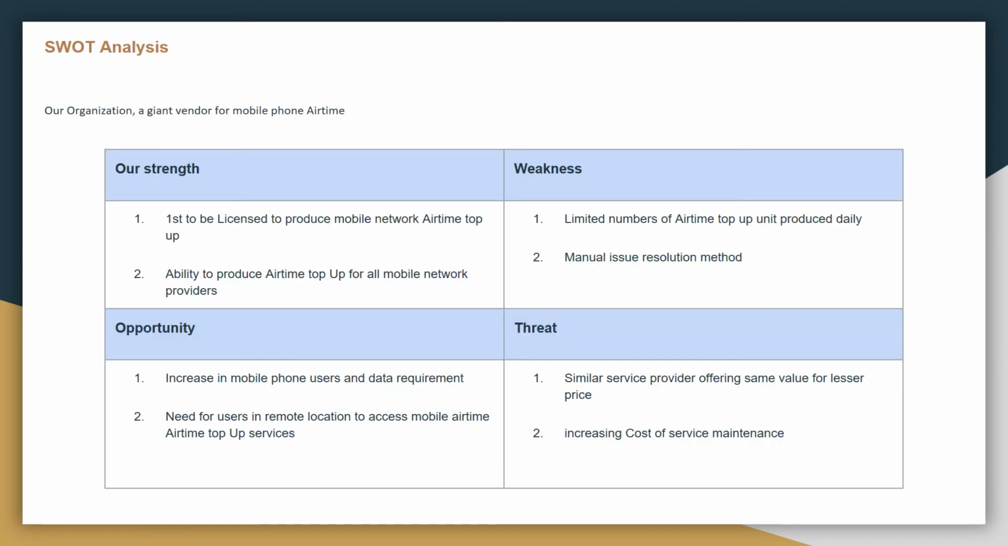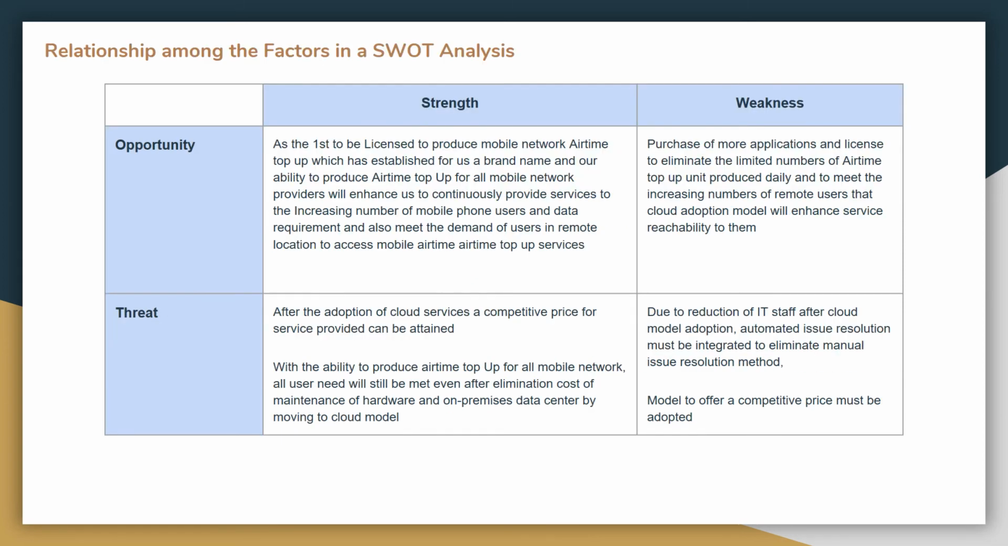Now we have to do strength, weakness, opportunity, and threat analysis to know where we are weak and to know what we have to improve. They are as listed below. We are weak in the number of airtime we can produce daily, and then how we resolve issues, which is manual. We have to pay attention to that to get more opportunity and to maximize the opportunity and also deal with our threats with our strength.